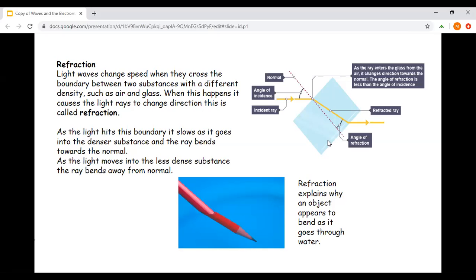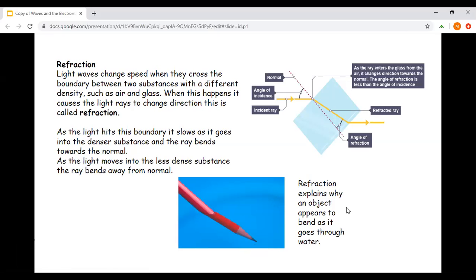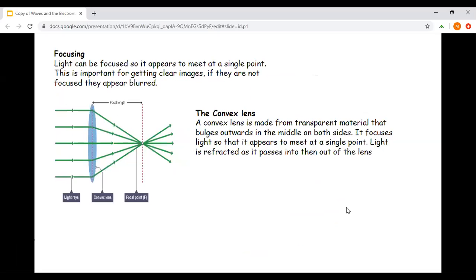demonstrate refraction. It also explains why, if you have ever seen a pencil or a pen in a glass of water, it appears to bend. It is because the image is distorted due to refraction and the light rays being bent. Light can also be focused, so it appears at a single point. This is how we get clear images that are not blurred. This is how glasses work as well, because they focus the light rays into our eyes.